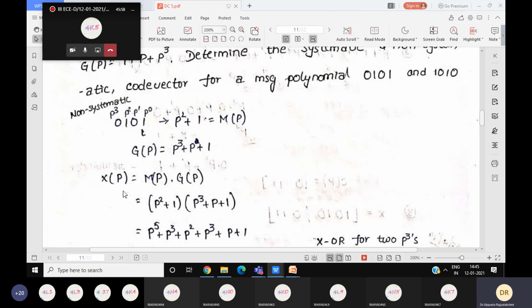Now using the non-systematic procedure, what is the code word? X of p is equal to m of p into g of p. So m of p is p square plus 1, and g of p is p cube plus p plus 1.